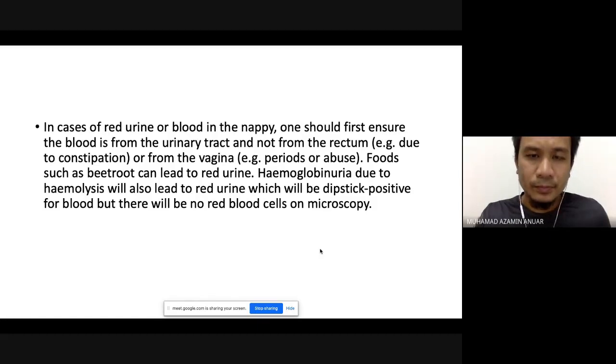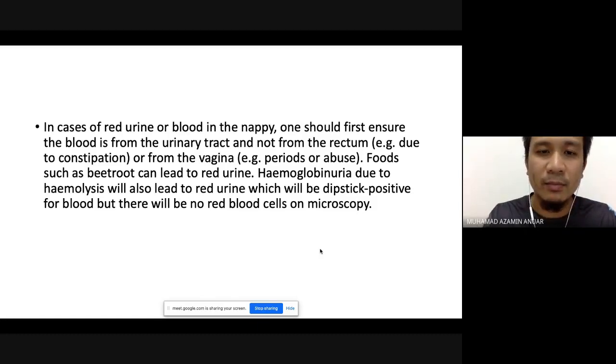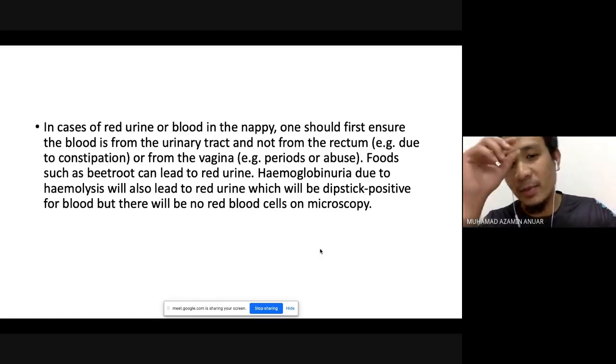Okay, so the other thing you want to make sure is that the blood in the urine is not from the rectum, because if it's from the rectum, then this is not going to be a urine problem. It's going to be a rectal problem, or if the child has constipation, sometimes constipation can cause an anal tear. If it's a girl, if this is menarche, then it's going to be something else. So it's not from the urine. So it's very important to know where exactly this blood is coming from.